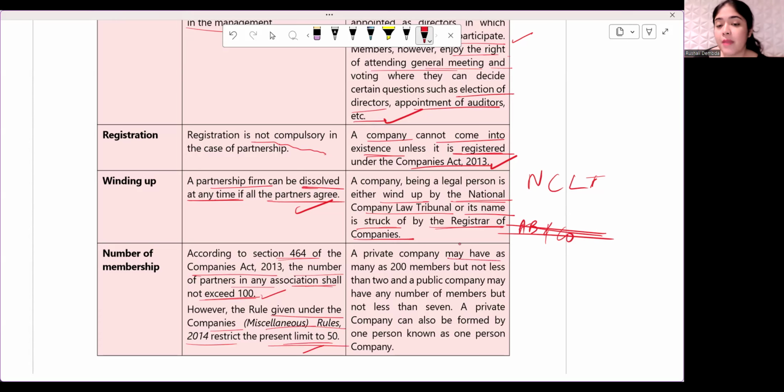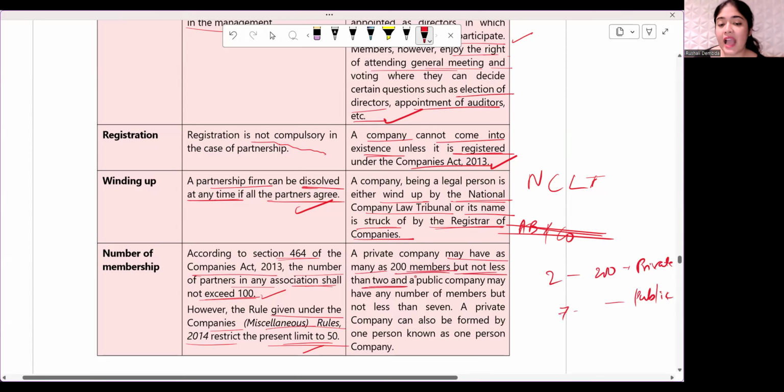A private company may have as many as 200 members, but not less than 2. A private company can have a maximum of 200 members and a minimum of 2. 2 to 200 is for your private company. And for your public company, the minimum is going to be 7.